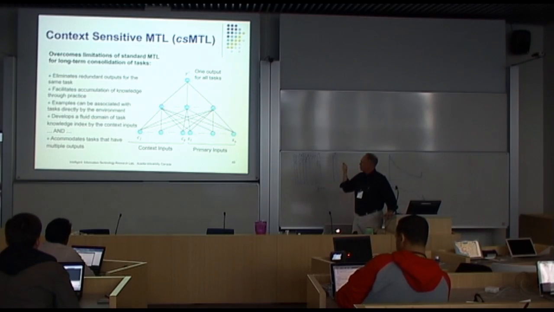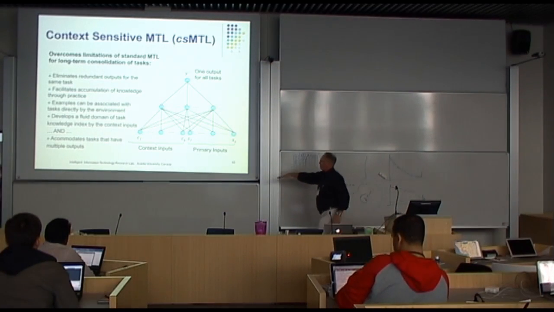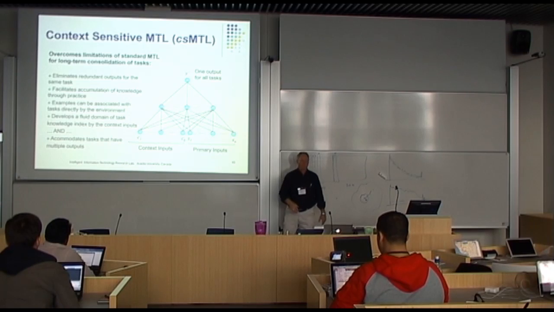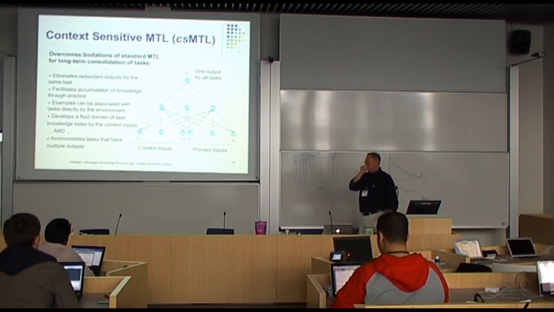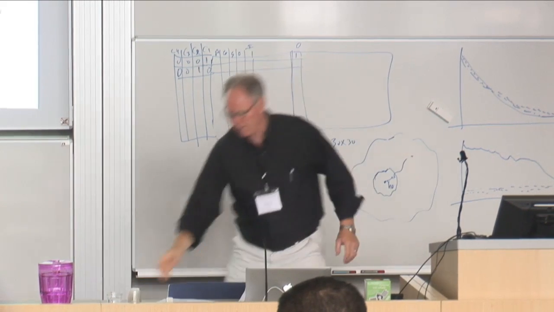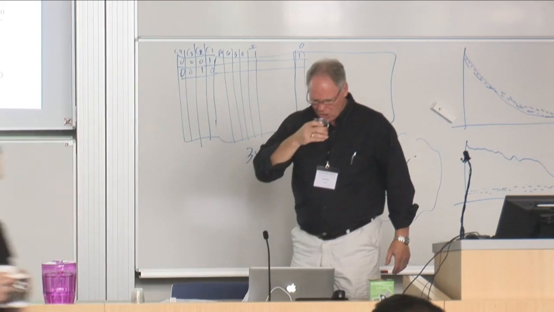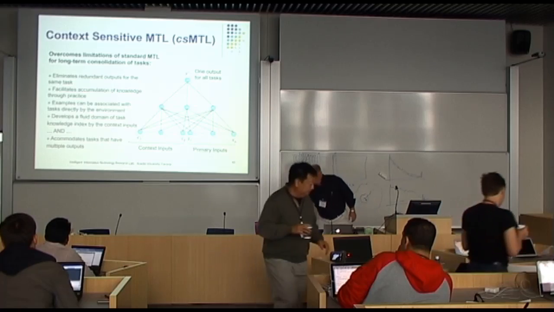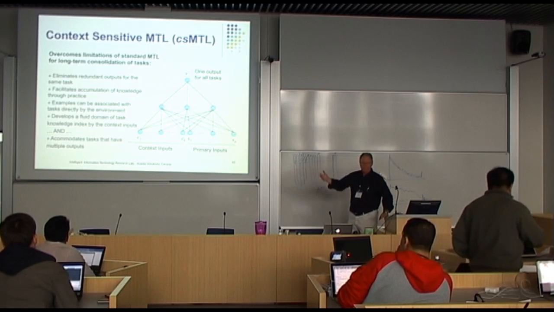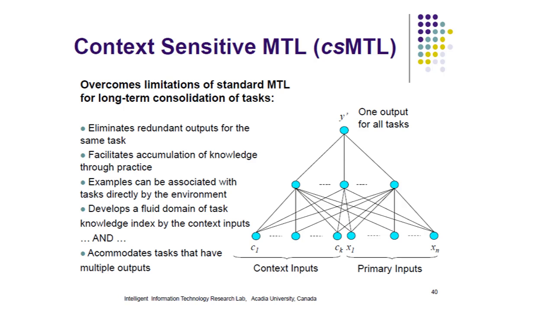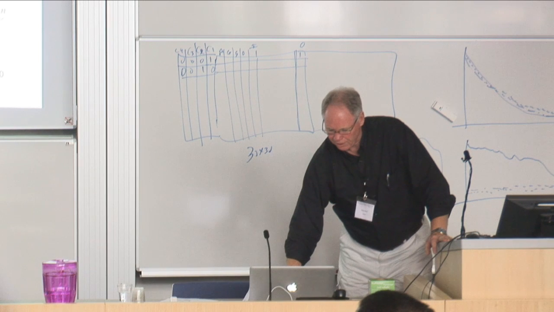With this arrangement, you can have your examples in any order that you want, coming in for tasks, and it will put them together appropriately. Now the inputs themselves tell you which task a particular example is for. So you don't have that problem of figuring out which examples are for which tasks. And it does tend to develop this more fluid domain of tasks.